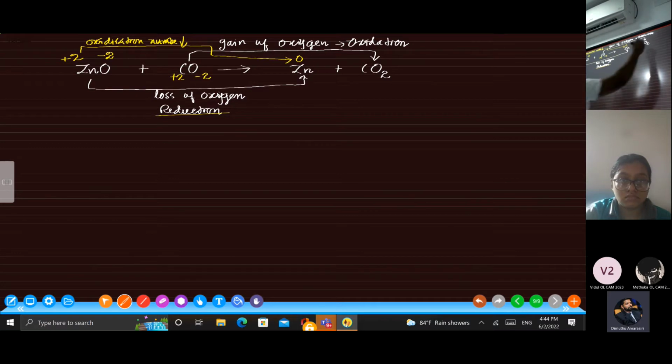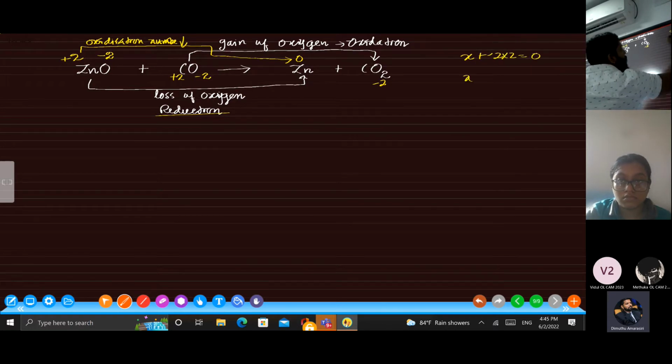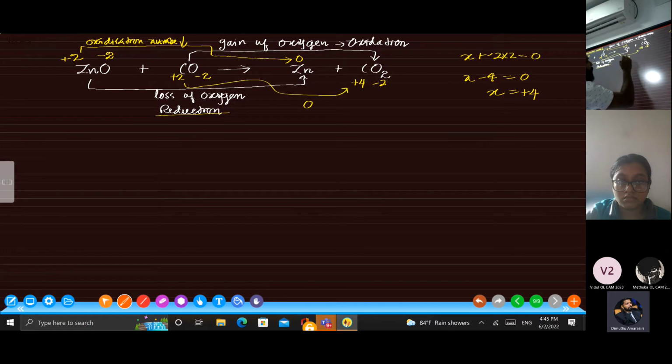Here the oxygen is -2, what is the carbon? Try working it out: x plus (-2 × 2) equals 0, x minus 4 equals 0, x equals +4. Learn how to work that out. So this is +4. What has happened to carbon? Carbon's oxidation number has increased. That is oxidation. Right, write this down too, as an example.